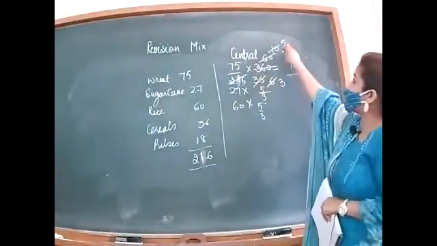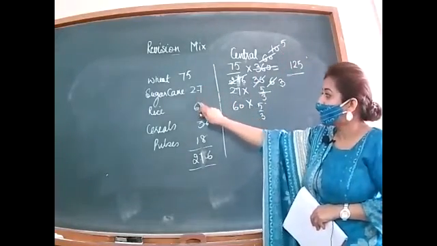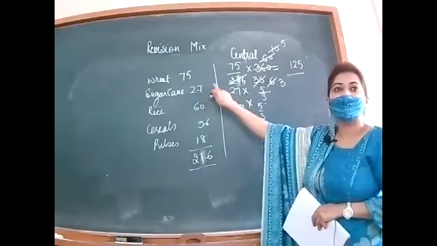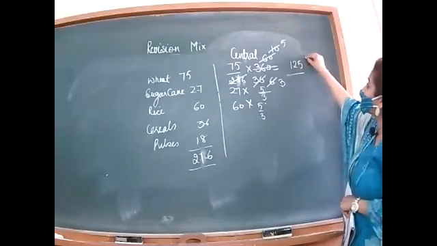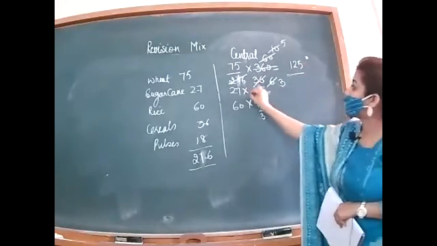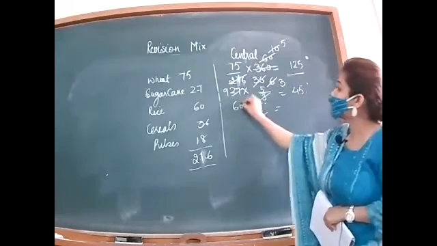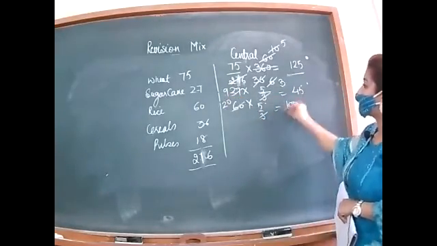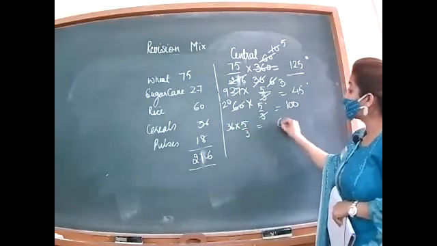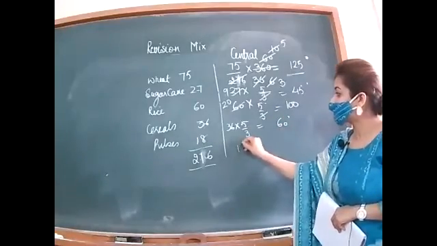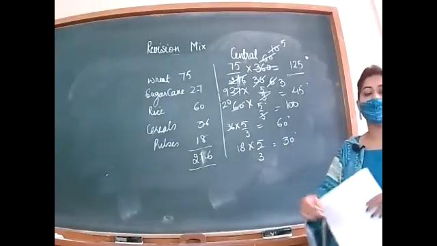After cancellation, we are getting 5 by 3 common. So you will multiply each number with 5 by 3: 27 with 5 by 3, then 60 with 5 by 3, then you will get the answer. First degree is your 125. Next, when you cancel it out, 9 5s are 45 degree. Next, you will get 100 degree. Next is 36 into 5 by 3, that is 60 degree. Next is 18 into 5 by 3, that is 30 degree. Check your answers.